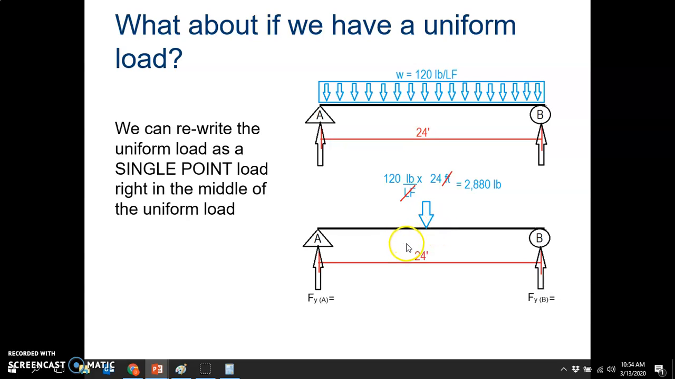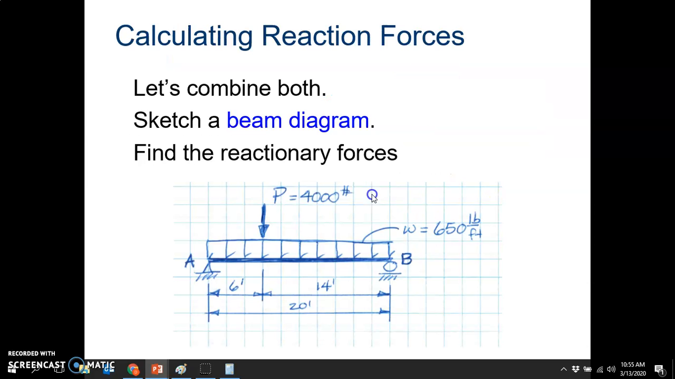I can just say, okay, it's half and half. So that's it for that one. And now we might be able to apply both of those principles. Now I have a uniform distributed load of 650 pounds per foot and a point load of 4,000 pounds 6 feet away. So what would step one be?